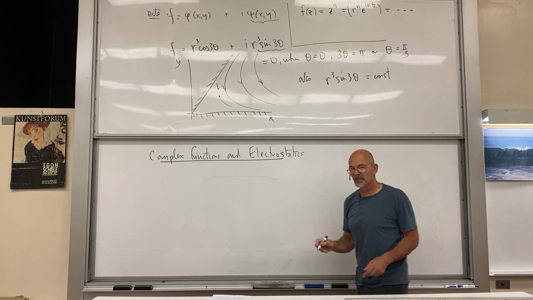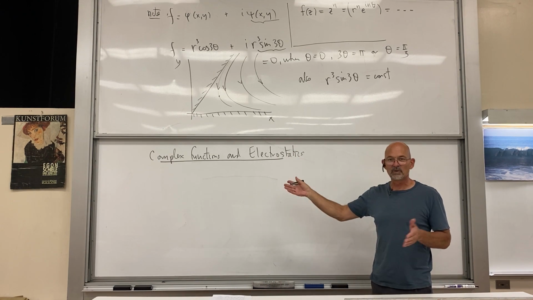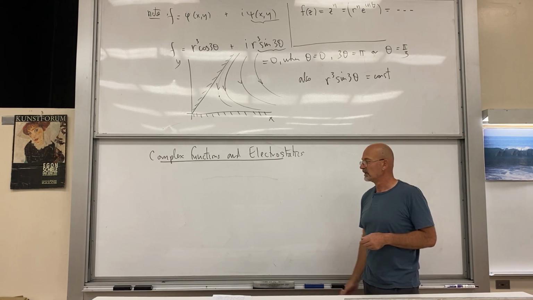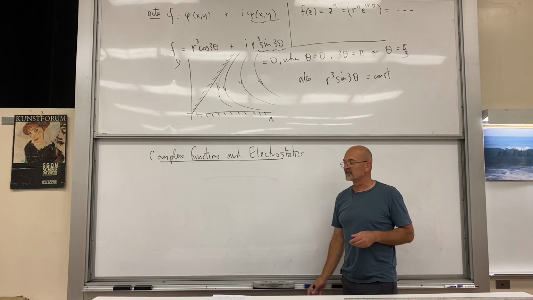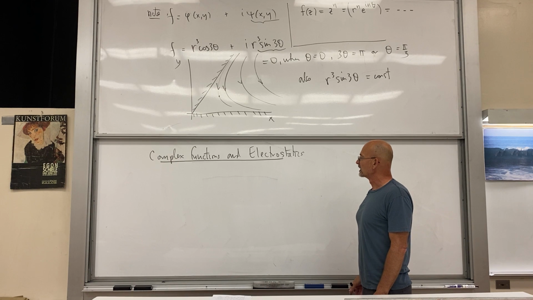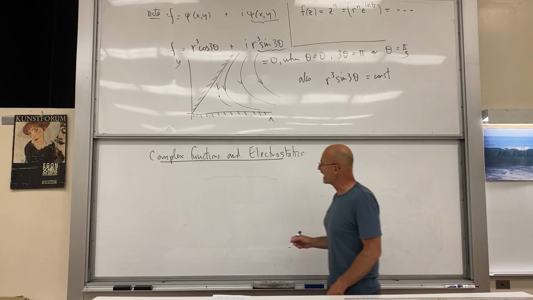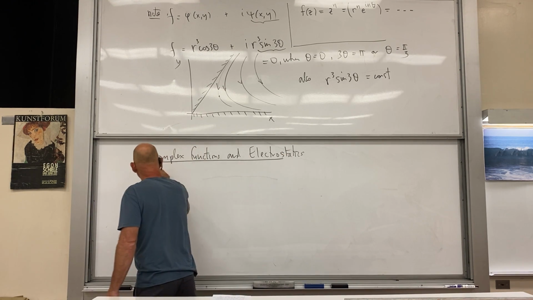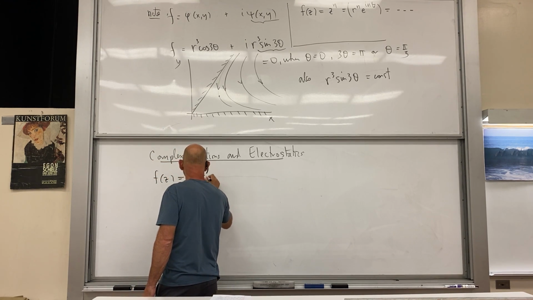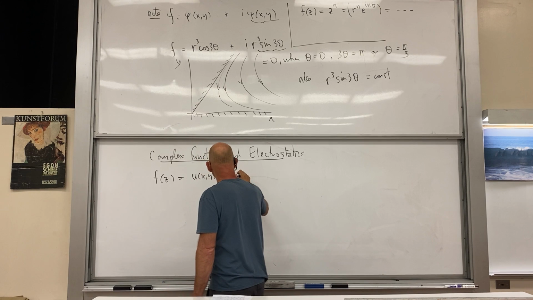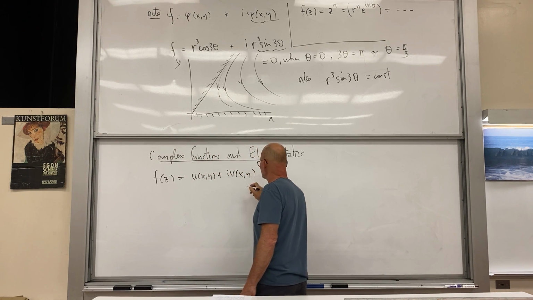This is actually the part of the theory that would have occurred to you before, because we tend to do more electricity and magnetism than fluid mechanics. Good, so complex functions and electrostatics. Let's go back to f of z equals u of x and y plus i v of x and y.